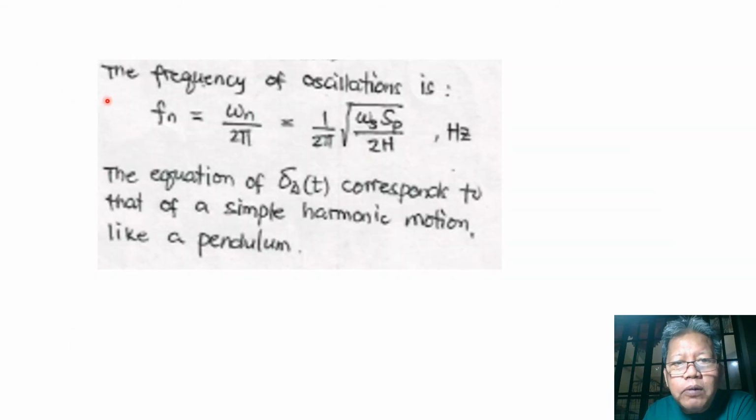Therefore, the frequency of oscillation is Fn equal to omega n over 2 pi, because omega is equal to 2 pi f. Solving for f, we have omega n over 2 pi, and substituting the values, we have 1 over 2 pi times the square root of omega s times SP over 2H. And the equation of delta delta corresponds to that of a simple harmonic motion, like a pendulum.